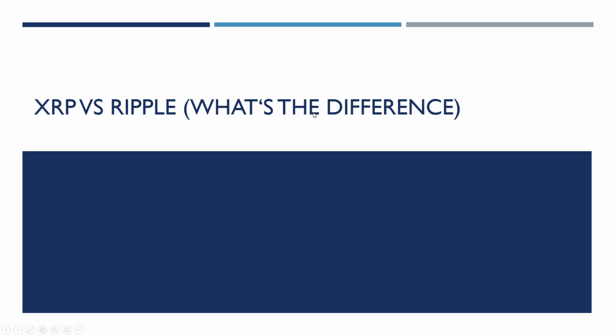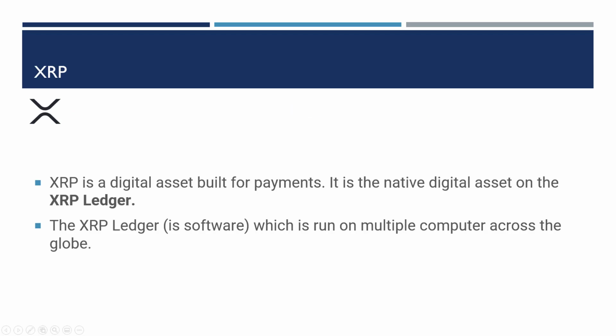But let's get started. The first thing we're going to differentiate, so there's the logo. You can see XRP is a digital asset built for payments. It is the native digital asset on the XRP ledger. Basically, the XRP ledger is a piece of software which runs on multiple computers across the globe. So there are lots of nodes in the network. I will come to that later. It's like with the Bitcoin miners: the XRP ledger is like the software which Bitcoin miners run. So the network more or less exists. It's a decentralized database.